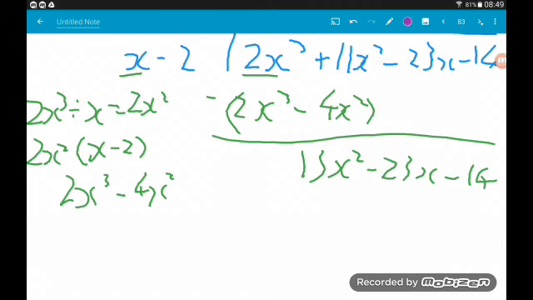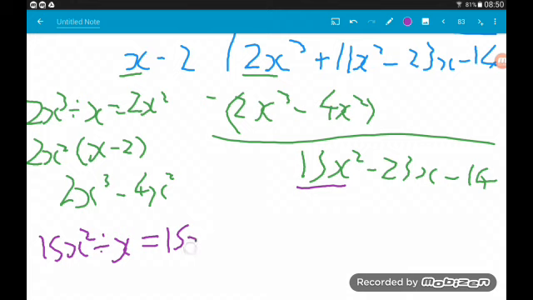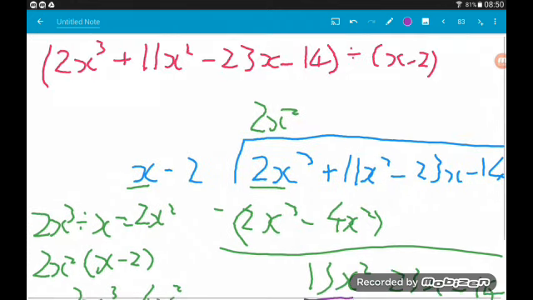Okay, so now we're playing with this green expression. So we now want to do 15x squared divided by x. Now that is going to give us 15x. That's the next thing to go up on top.